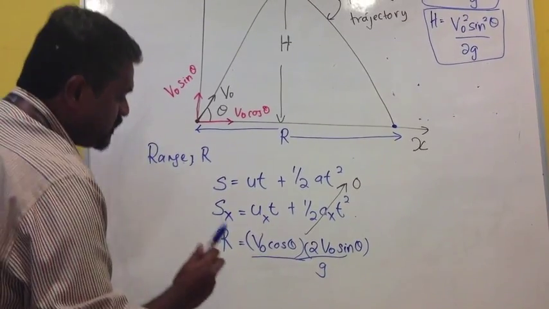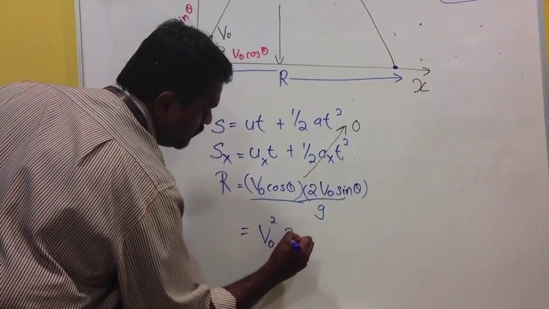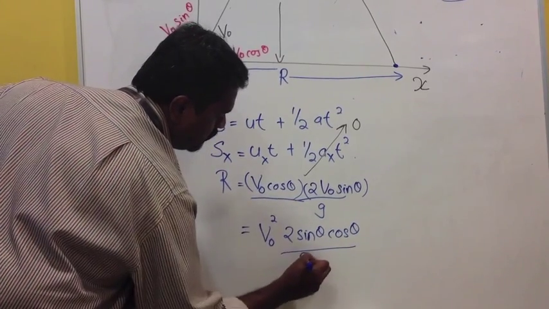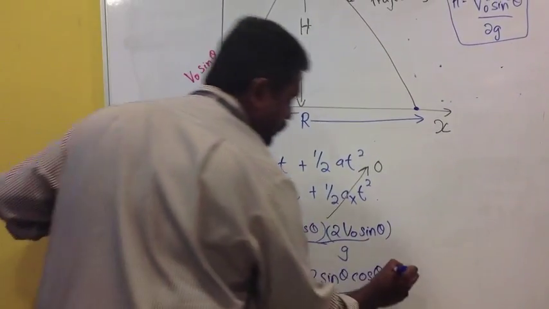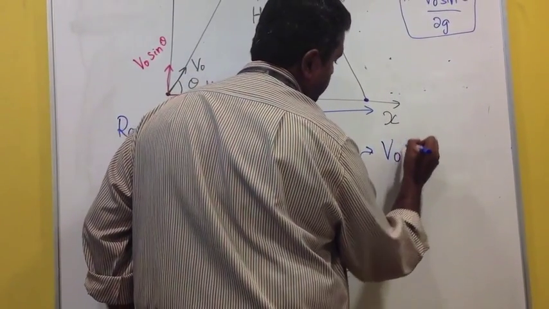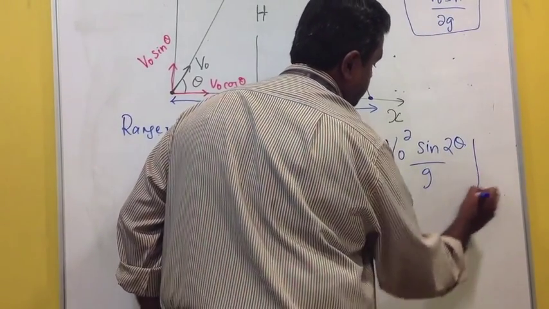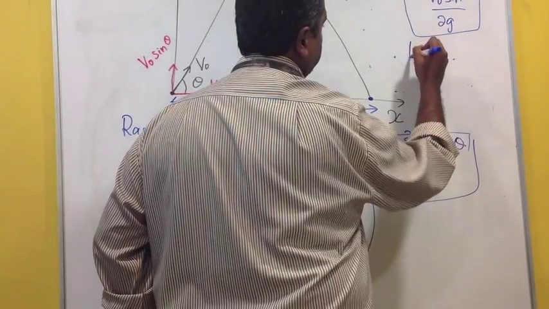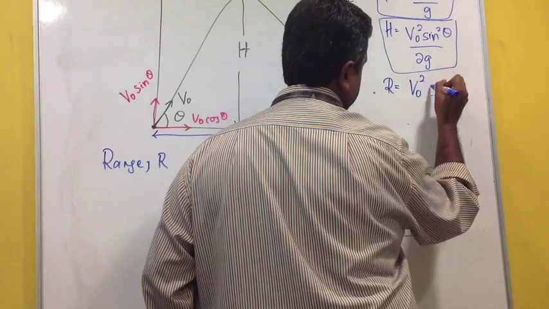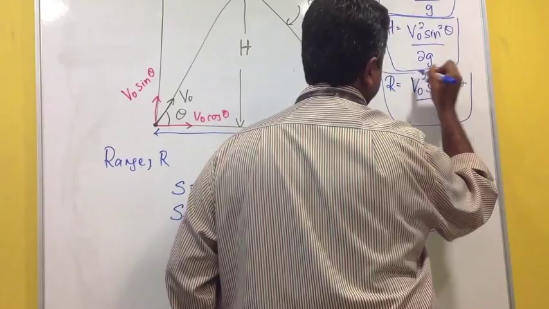Now this very long equation can be simplified like this: v0 squared times 2 sine theta cos theta over g, which mathematically can be simplified further to v0 squared sine 2 theta over g. And there we have the fourth important result, that the range equals v0 squared sine 2 theta over g.